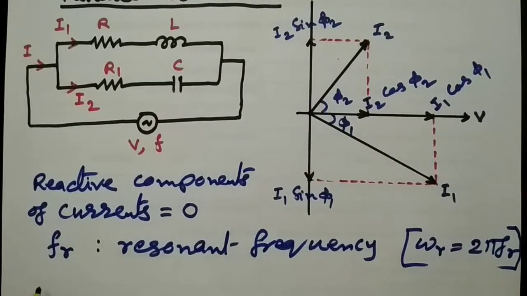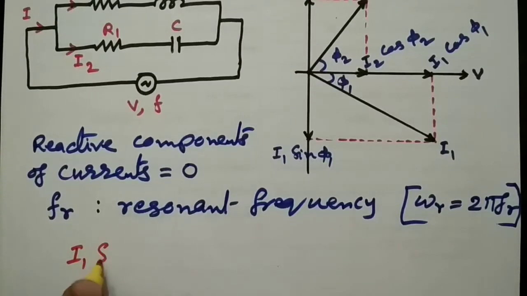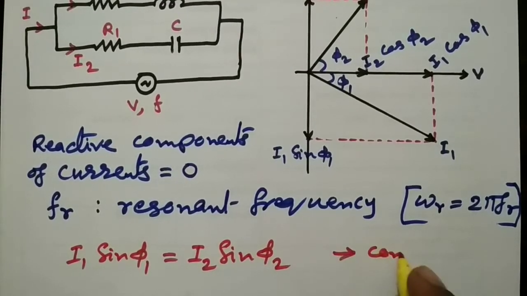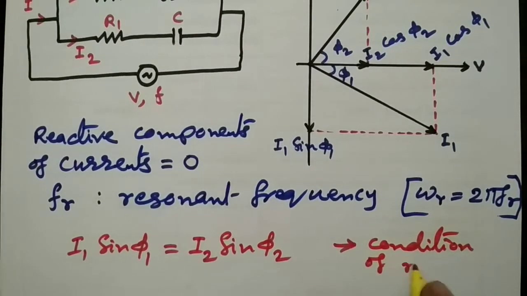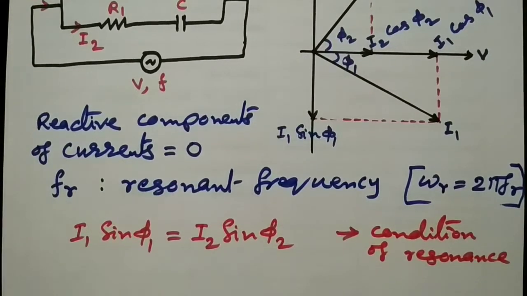So the condition for resonance can be written as I1 sin phi 1 should be equal to I2 sin phi 2. This is the condition for resonance in a parallel circuit. So now use this formula to find the resonant frequency.